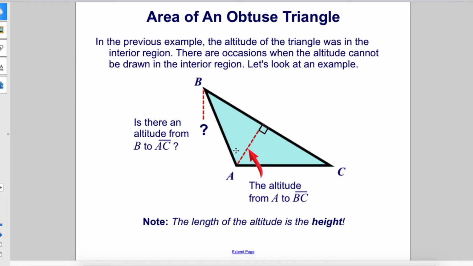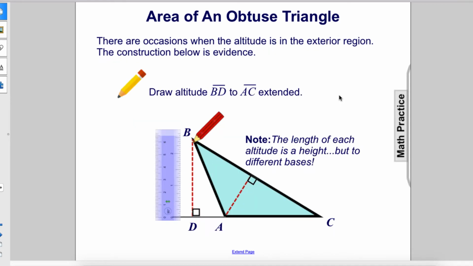Is there an altitude from B to AC? No, but we can draw this one here from A to BC. The length of the altitude is the height. There are occasions when the altitude is in the exterior region. The construction below is evidence. Draw altitude BD to AC extended. Note, the length of each altitude is a height, but to different bases.